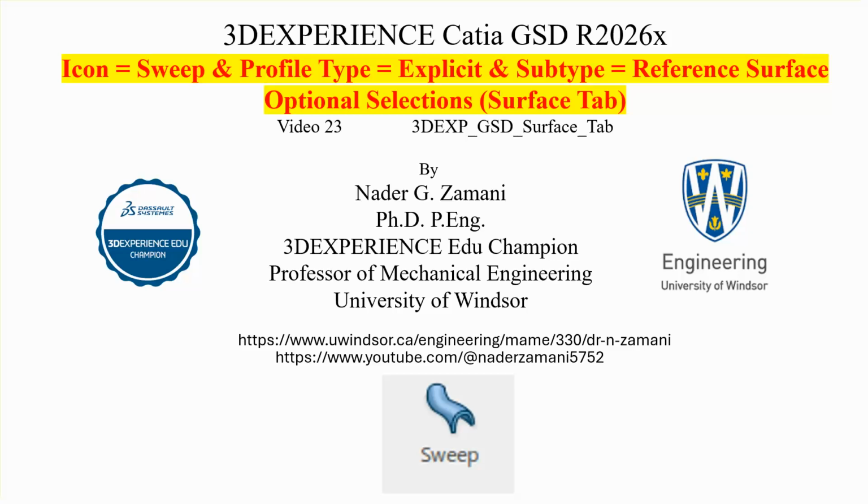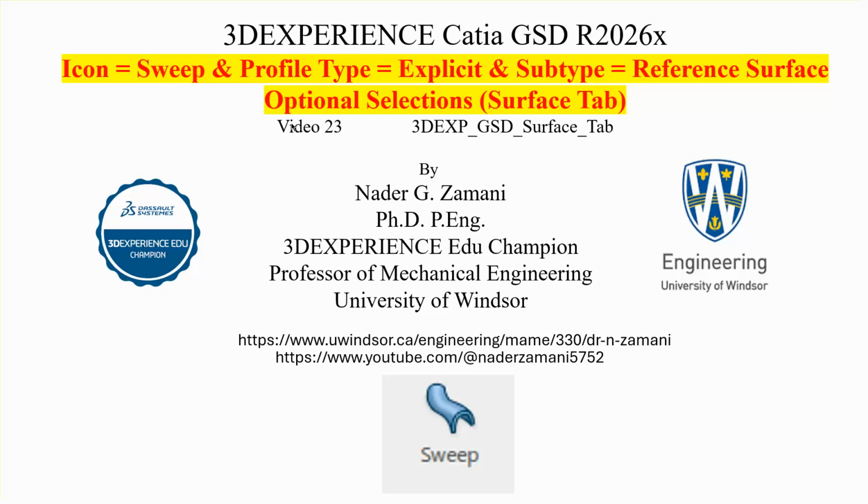Okay, this is video number 23 in the playlist that's devoted to the Surface tab of the 3D Experience CATIA generative shape design application. The icon that we're going to be discussing is still the sweep icon, and the type of profile is explicit, which means we actually draw that, and then the subtype is reference surface.